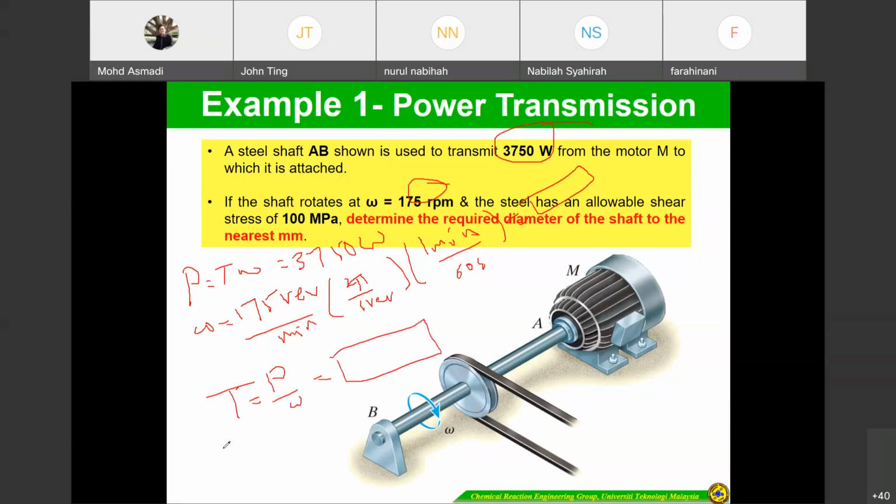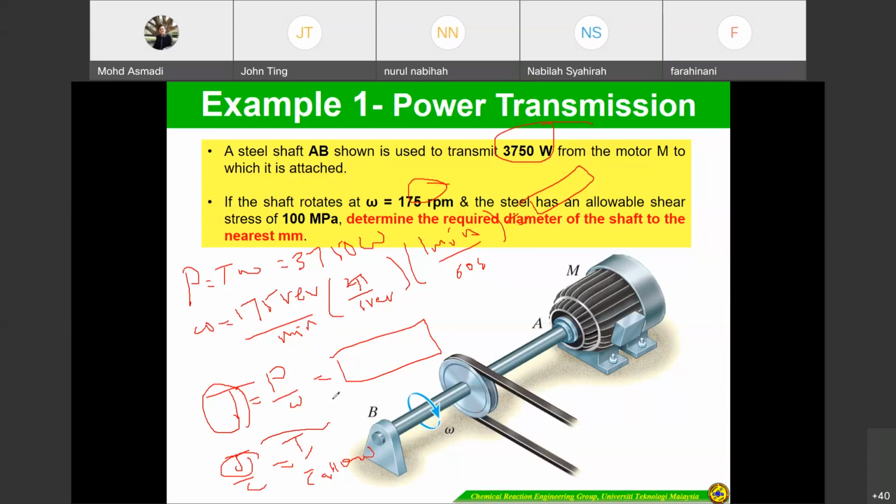Okay, since we determined T already, it asks what is the required diameter. Of course, we have to determine c. So from the equation, tau allow equals T c divided by J. J we know, because this is a solid shaft. So what is the equation for J?